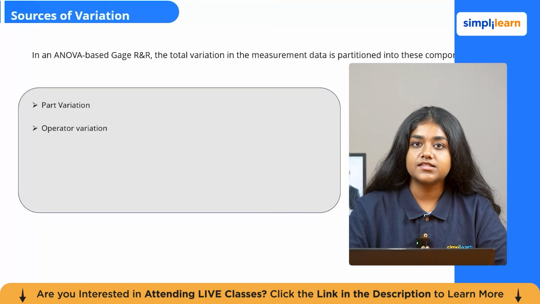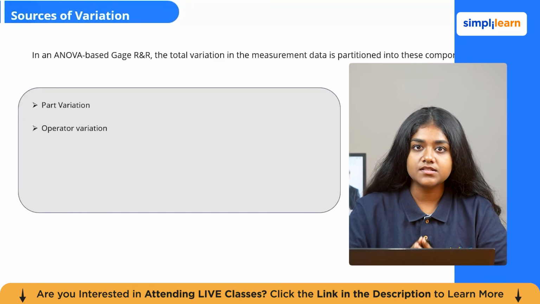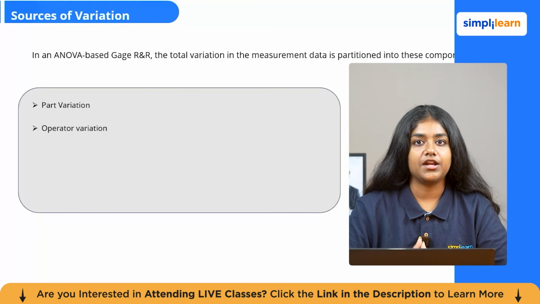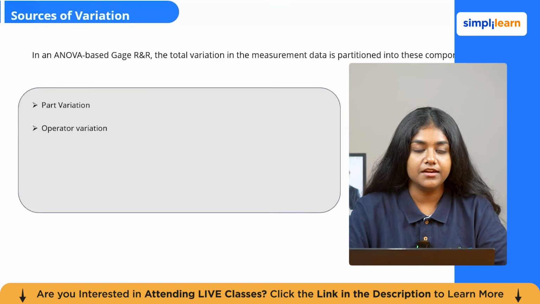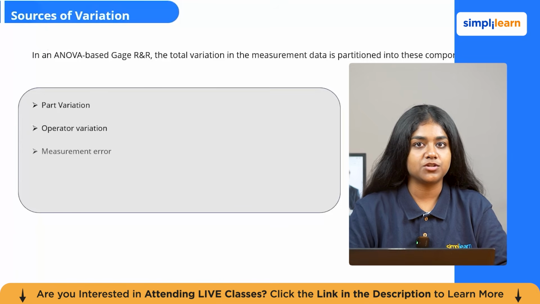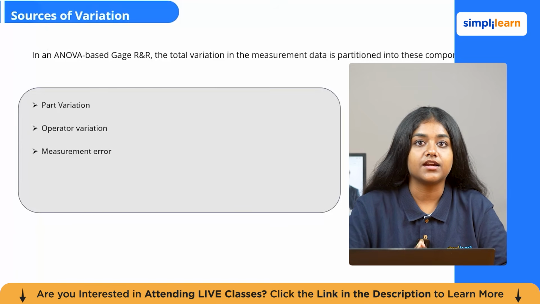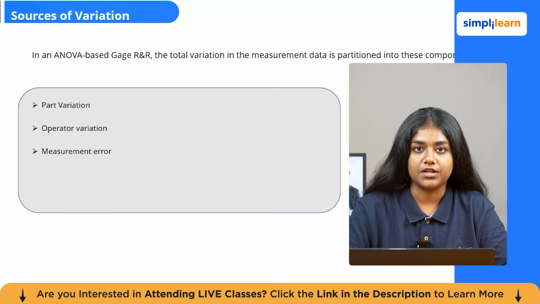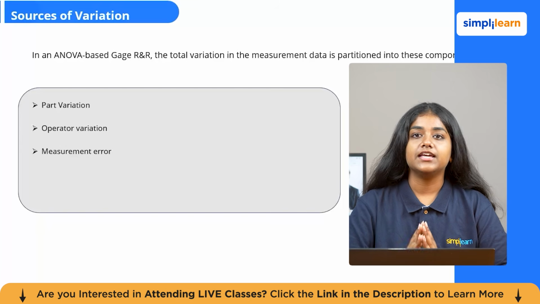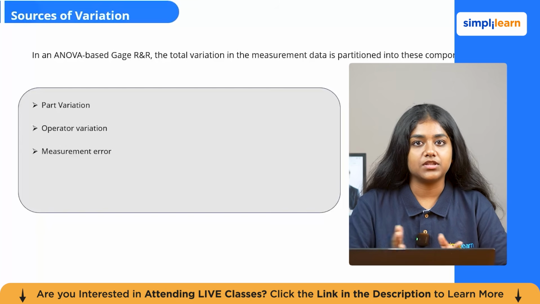Operator variation, the systematic difference between operators. This is a reproducibility component. Each operator has a characteristic average reading that differs from others. Measurement error, the residual variation that can't be attributed to either parts or operators. This is pure repeatability, the equipment variation within operators and within parts.